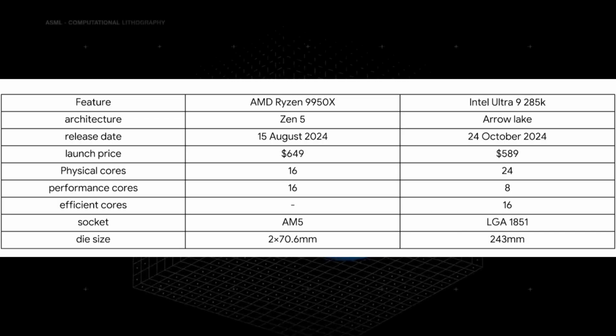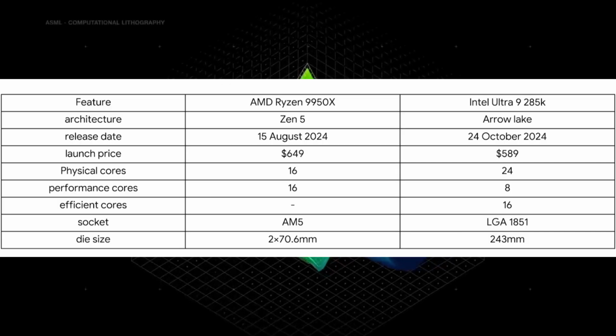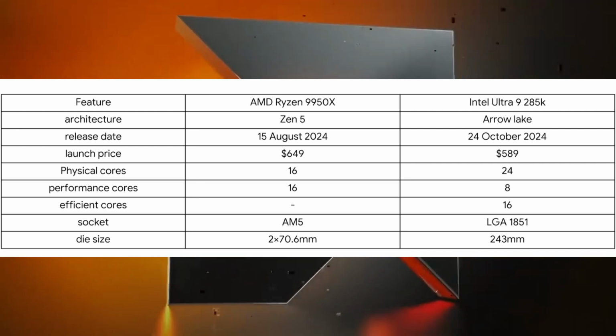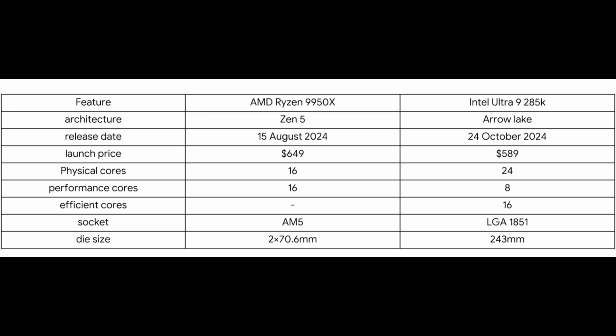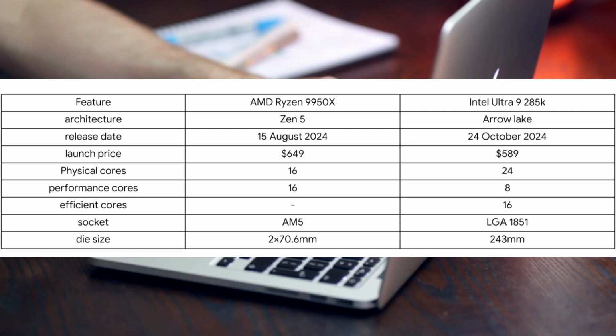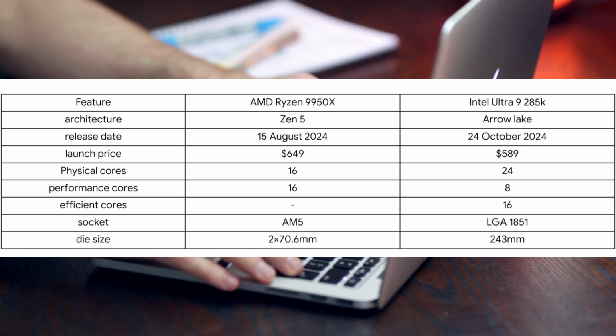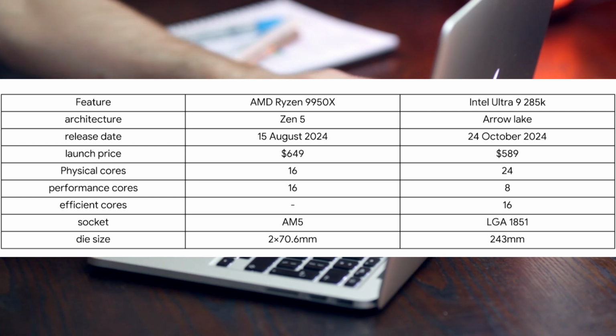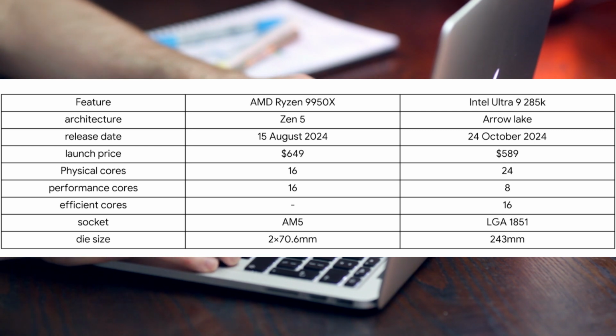Specifications: the AMD Ryzen 9950X comes with 16 cores and 32 threads. The Intel Ultra 9 285K has 8 performance cores and 16 efficiency cores, and a total of 24 threads. Cache memory is considered a really important factor, impacting real-world CPU performance. The Intel Ultra 9 285K has 36 megabytes of L3 cache, and AMD has a much bigger 64 megabytes of L3 cache.